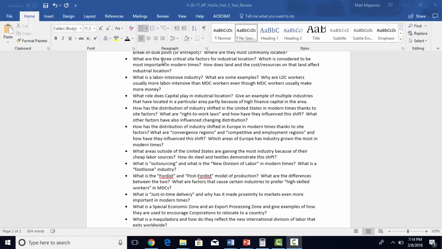So if a majority of your costs as a business go to paying your workers, then you are a labor-intensive industry. Usually cheaper products are more labor-intensive, but that's not always the case, all right?